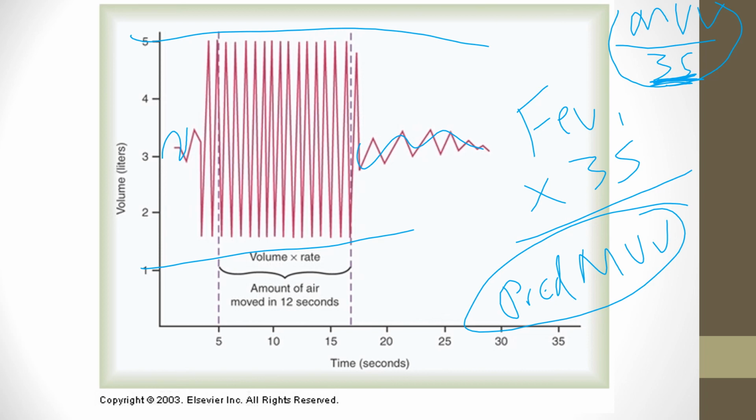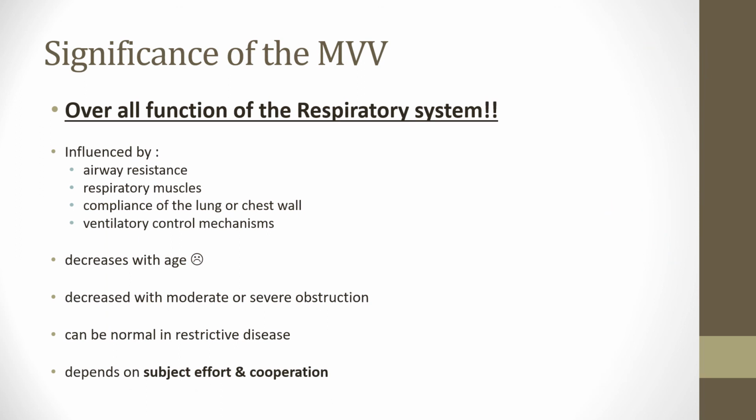Isn't that crazy? All right, overall function of the respiratory system. You can't say I didn't make this a big point. This is influenced by airway resistance, how strong your respiratory muscles are, the compliance of your lung and chest wall, and how well your ventilatory control mechanisms are in your brain. If you have a glioblastoma or meningioma, like a brain tumor, this can really affect the MVV, and it can tell us overall how it's affecting the patient.